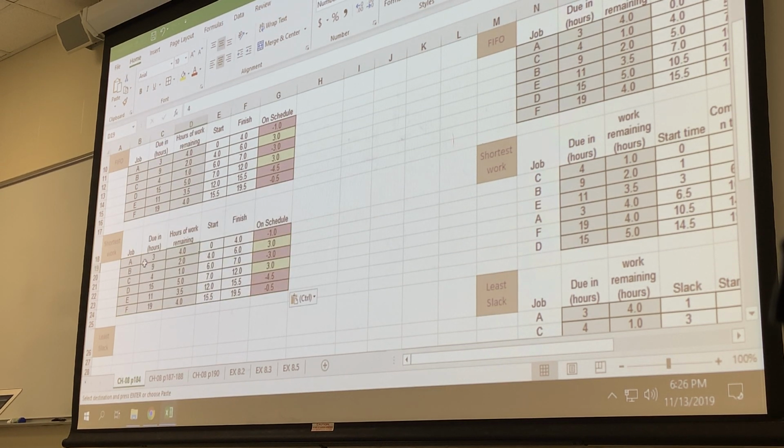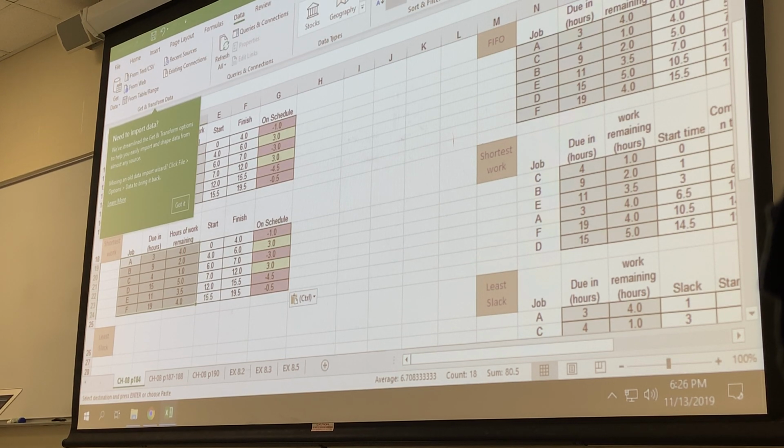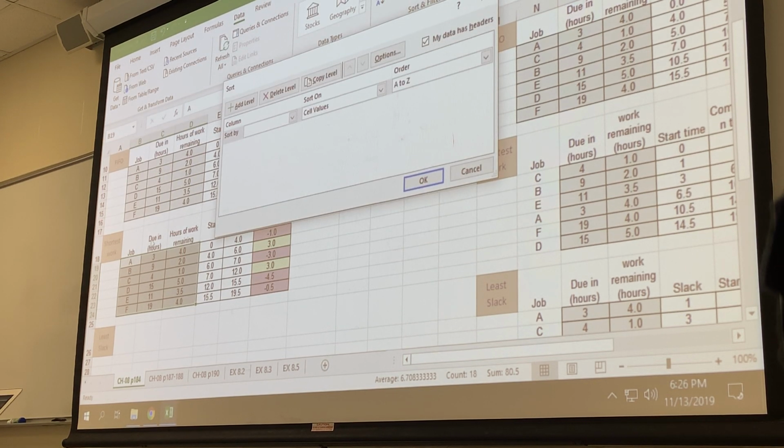The shortest amount of work would mean that I would highlight these items and I would do a data sort, and I'm going to sort by the hours of work. So it's going to be column D. And look, it picked up the headings. So column D is hours of work remaining. I want to go from the smallest to the largest. That's correct.